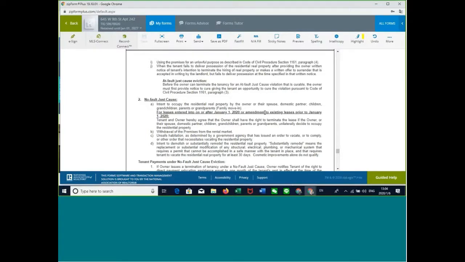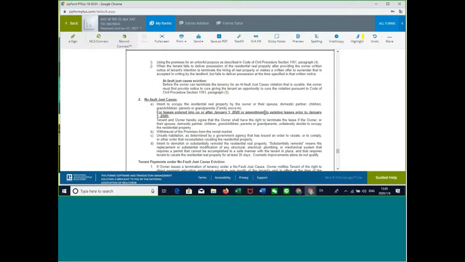Okay? So if there is a relocation fee and you have that no-fault just cause, let's say the owner wants to move in, so you just pay them the relocation fee and the tenant has no right to refuse, right? They can always refuse, but it's still effective. So they still need to move out. Of course. If they don't want the money, you just leave it there. If they want to cash the check, eventually they'll cash the check once they're out of the property, right?